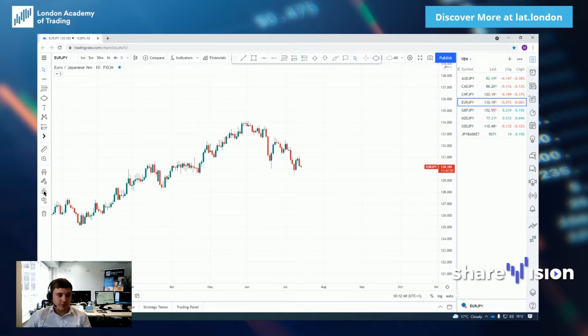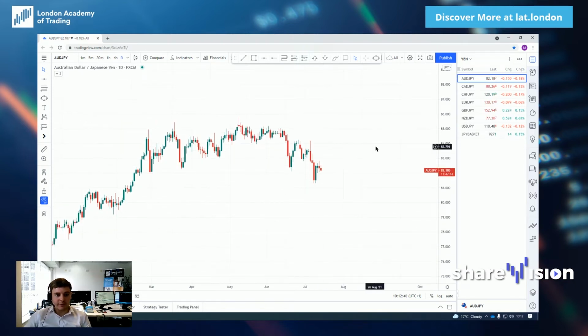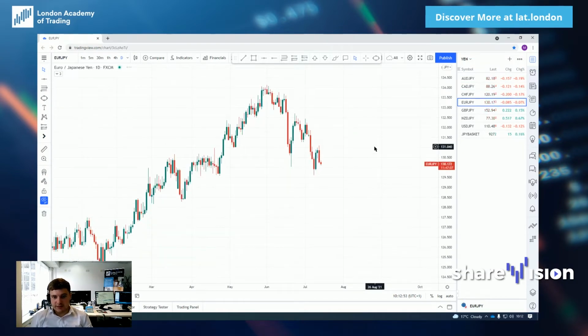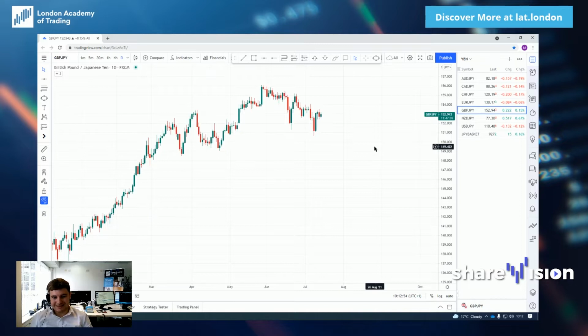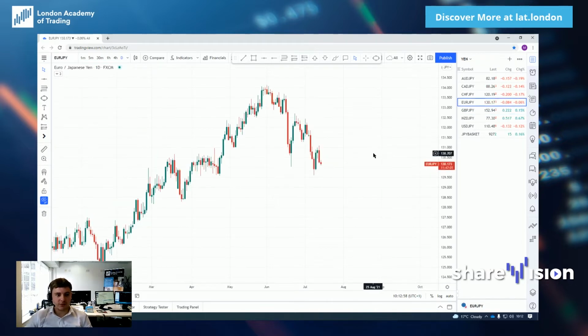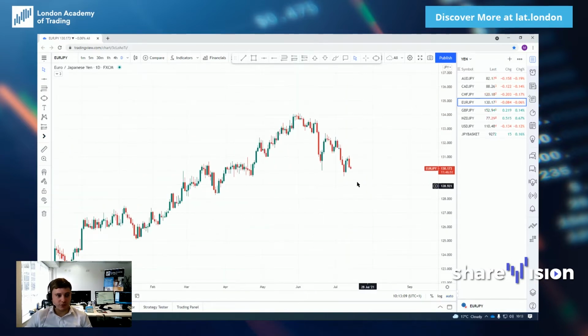If we look across the board at the yen crosses, starting on Aussie yen, we've got clear downside momentum showing yen strength. We look at CAD yen, same thing over the past month, yen strength. Swiss yen, Euro yen, sterling yen and Kiwi yen all show the same thing. We've got clear yen strength across the board over the last month. Now the question is, how can we look to take advantage of this yen strength? The best setup I could find was on Euro yen.